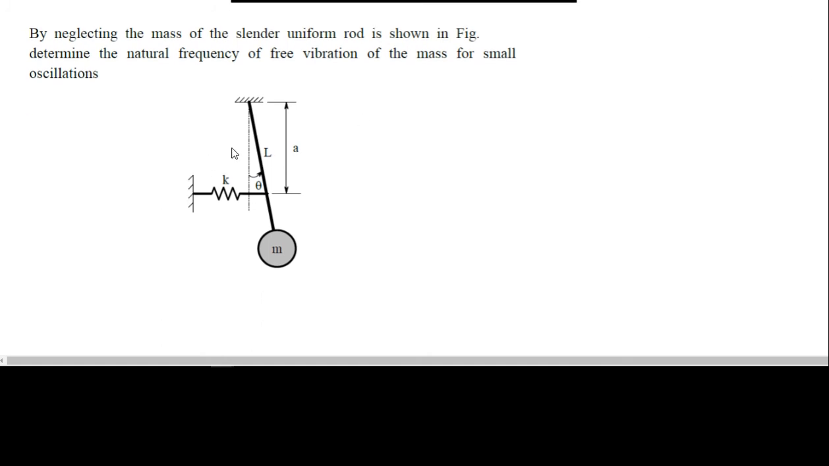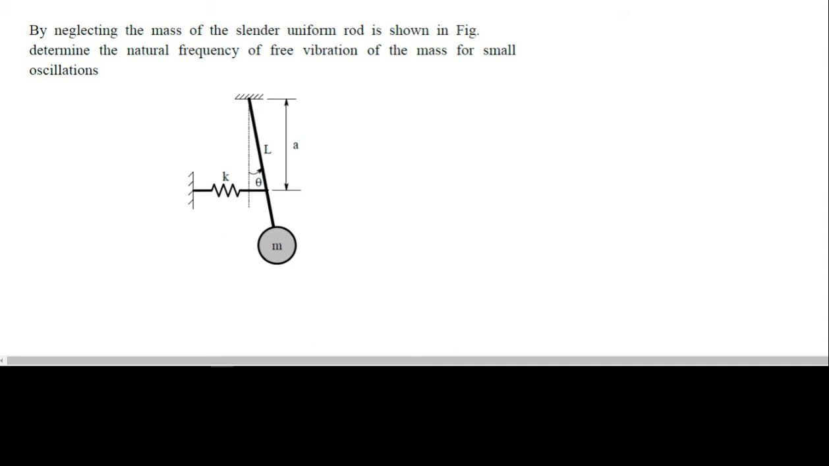For that, the different parameters are given. L is the length of the string of the simple pendulum. M is the mass. A is the perpendicular distance from the fixed point to the point where the spring is attached on the string. Or you can call A the eccentricity at which the spring is attached on the string. And theta is a small angular displacement given.